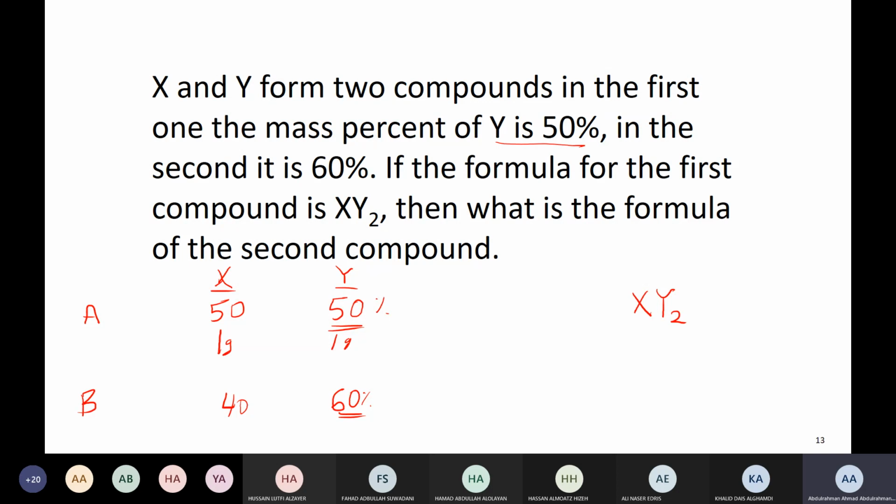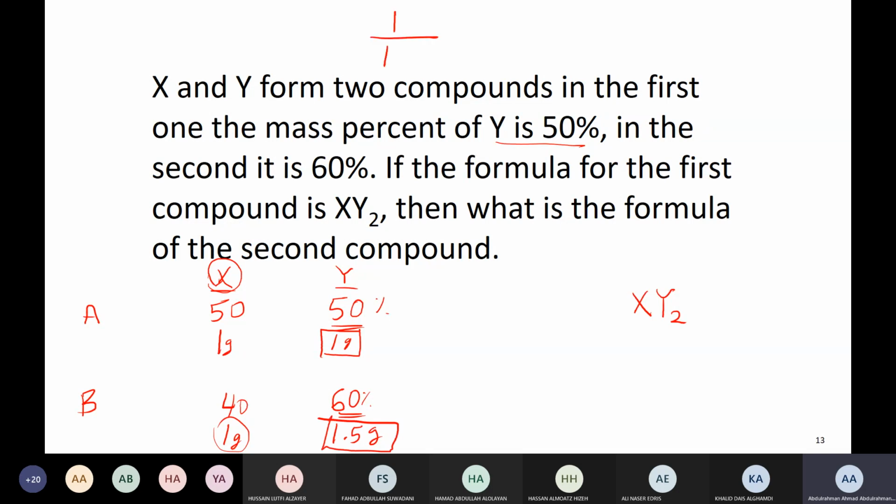If I make this X also 1 gram, then what will be Y in this case? 1.5 gram. Good. The law of multiple proportion says that the amount of Y that will react with 1 gram of X in compound A, compared to the amount of Y that will react with 1 gram of X in compound B, must be a simple ratio. So this 1 gram to this 1.5 gram must be a simple ratio.